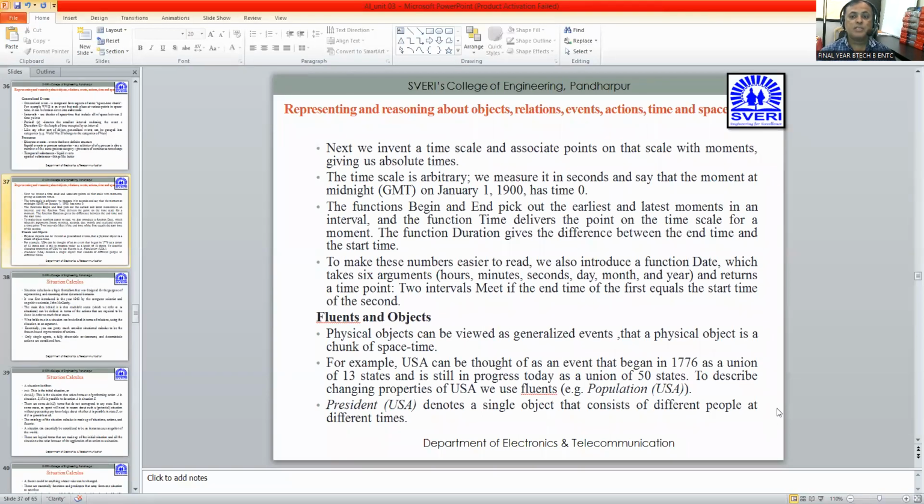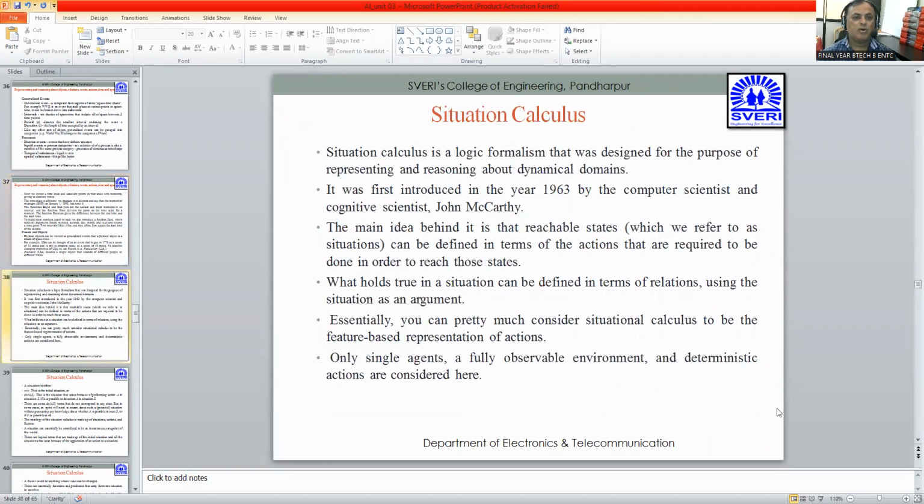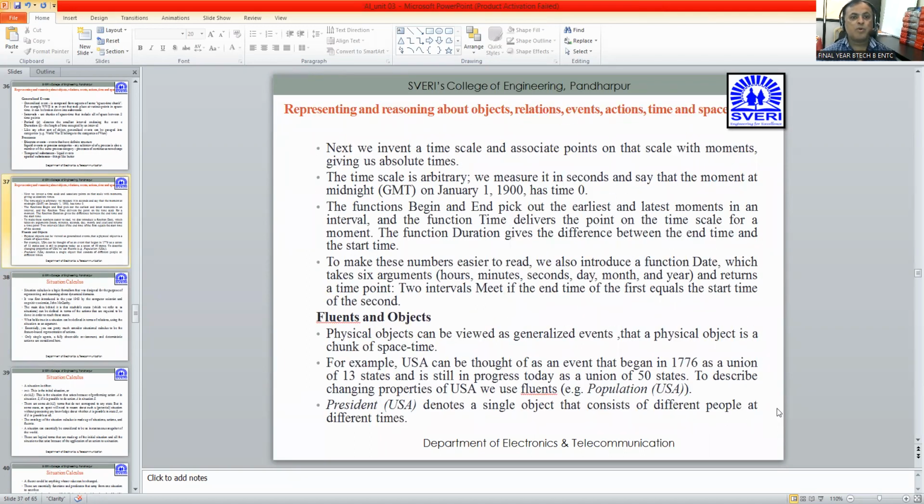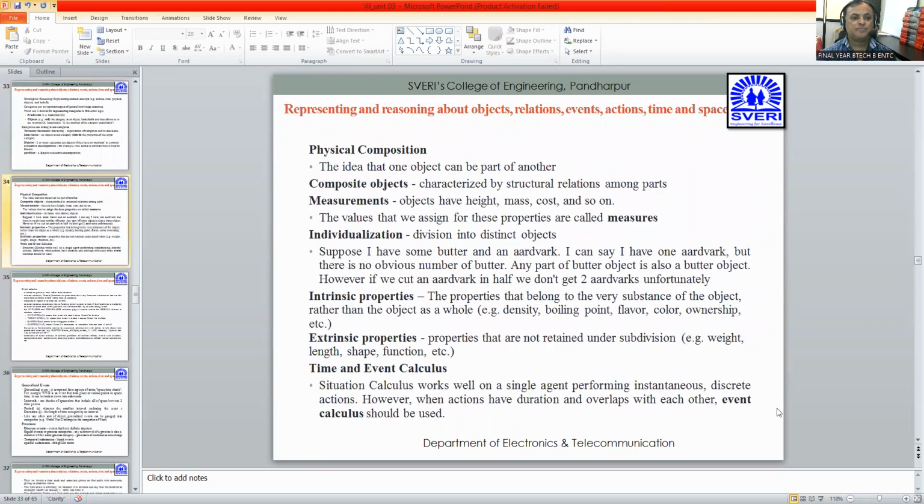Also, for example, you can say the population of the US, which is always changing and has not terminated. So all these things come under fluents and objects. We can take the president of the USA, which denotes a single object that consists of different people at different times. So even though the president of the USA is a single object, it varies at different times. So all these things are about fluents and objects. So this was about the event calculus.